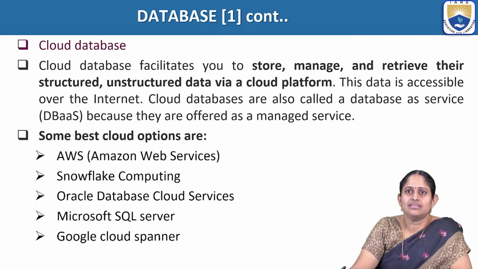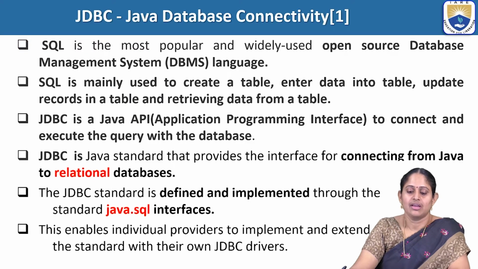The cloud database facilitates you to store, manage, and retrieve structured and unstructured data via a cloud platform. This data is accessible over the internet. Cloud databases are also called database as a service because they are offered as a managed service. Some best cloud options are Amazon Web Services, Snowflake Computing, Oracle Database Cloud Services, Microsoft SQL Server, and Google's Cloud Spanner.